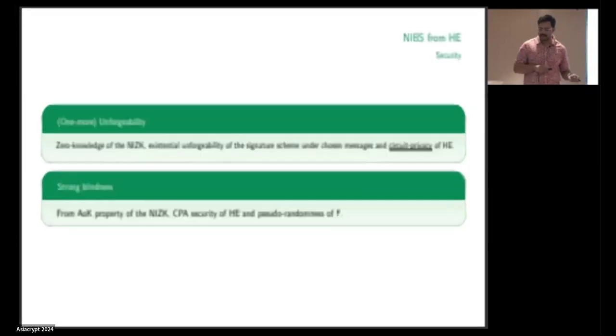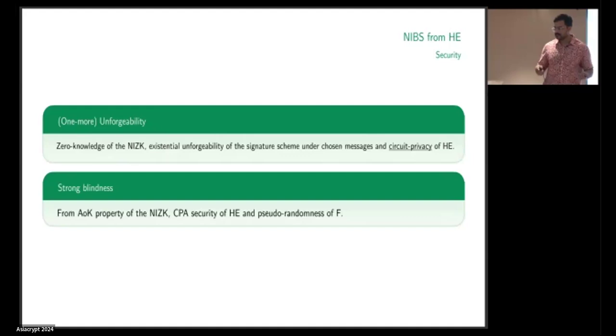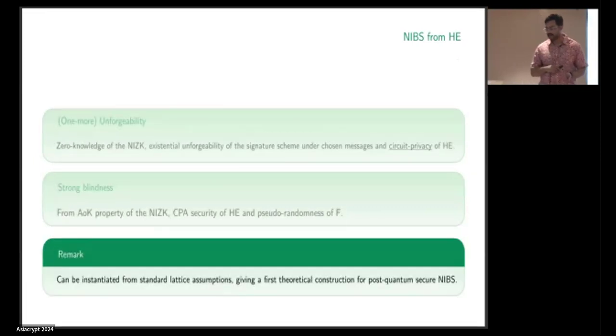So the security proof is again quite straightforward, so I'll just skip it, but I will mention that you do require a slightly mild assumption that the homomorphic encryption should be circuit-private. And this construction can be instantiated from standard lattice assumptions. And this gives the first theoretical construction for post-quantum security.